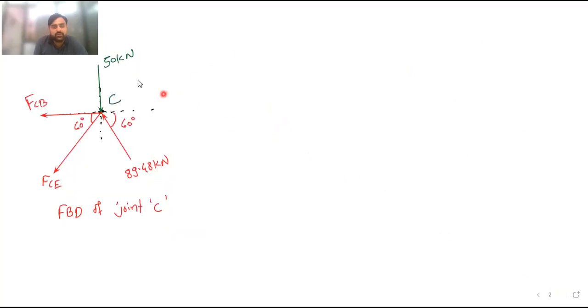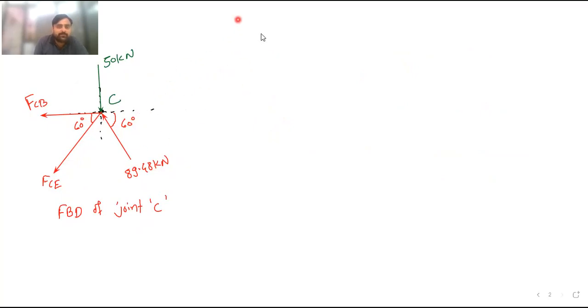Here I have shown this 50 kilonewton force. The value of DC is 89.48 and it is compressive, so the arrow is towards the joint. This angle is 60 degrees. This is FCB. We don't know the force in member CB, that is why we have shown it as tensile. And then FCE, which is also tensile. This angle is 60 degrees. Okay, now the free body diagram of joint C.